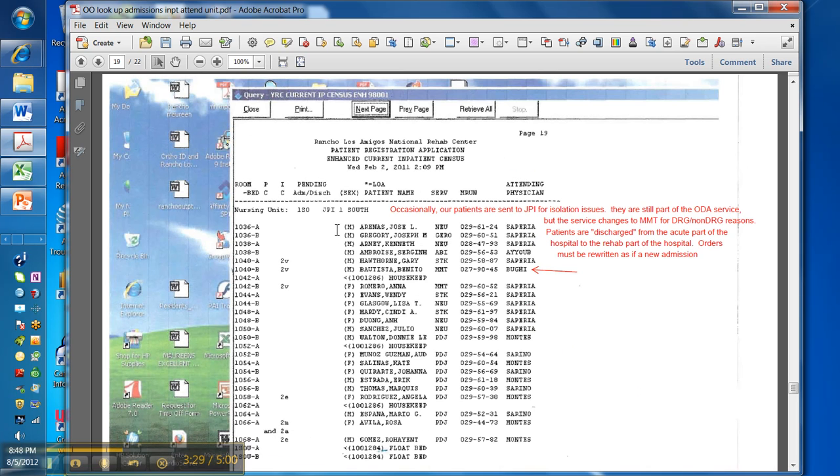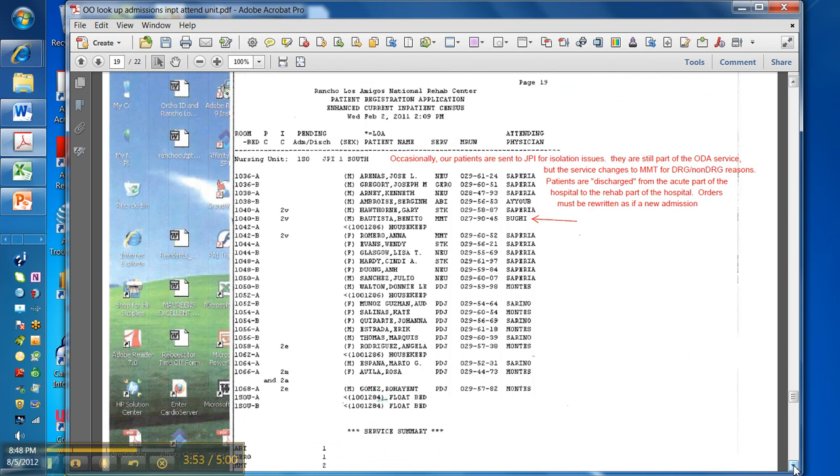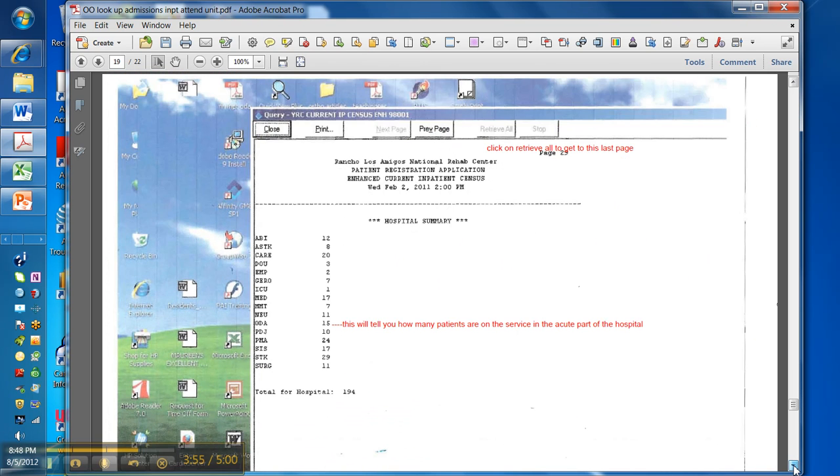Here is JPI 1 South, Jacqueline Perry Institute. Here was a patient that was assigned to Dr. Boogie, but ended up here because of isolation issues, VRE. So even though the patient is in JPI, it's still a patient that is on the ODA service. They do this for billing purposes. Like I said, it's confusing.